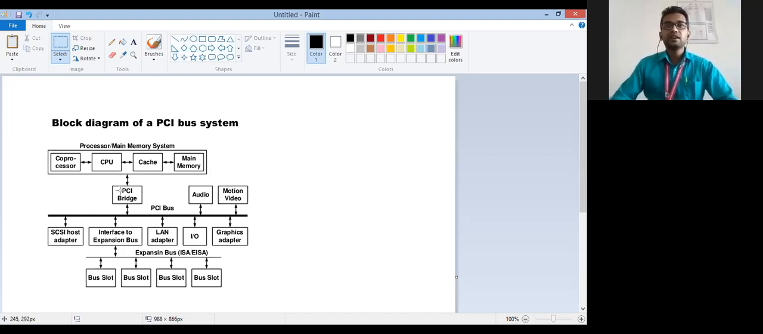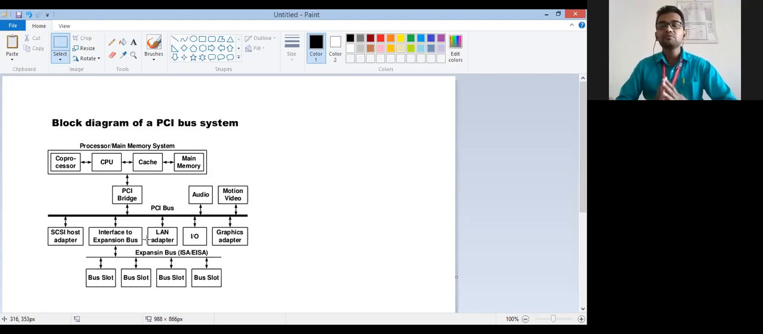Now to this processor, we connect our audio system, video system, graphic adapters, and many input-output devices like scanner, printer, keyboard, mouse, etc. The LAN adapters are there whenever we are connecting to the internet. Some communication protocols also have to be connected externally, so there is an expansion card and the SCSI host adapters. So many components are there.